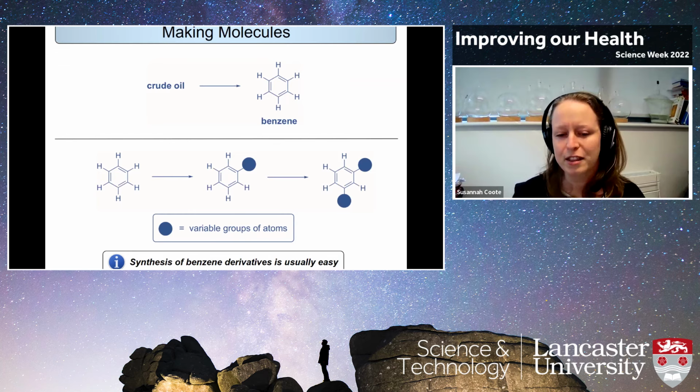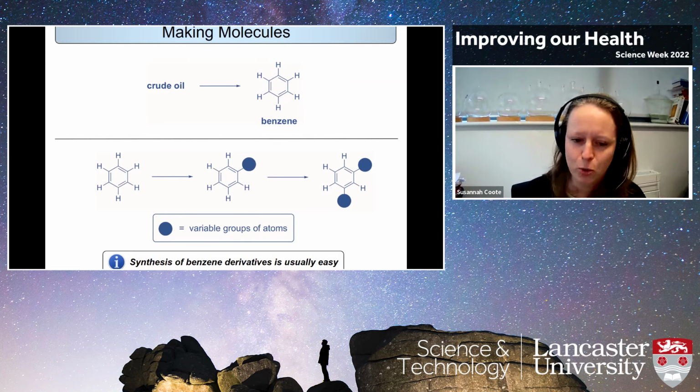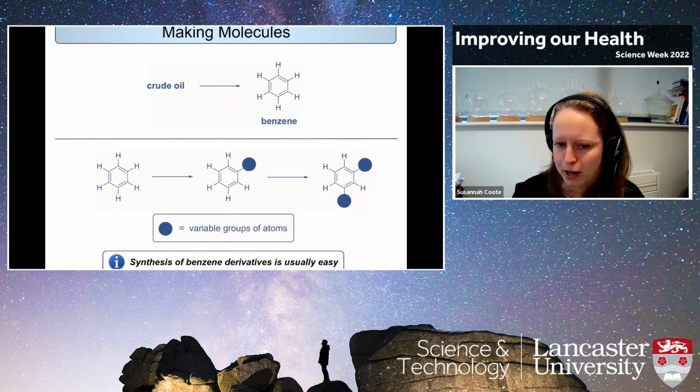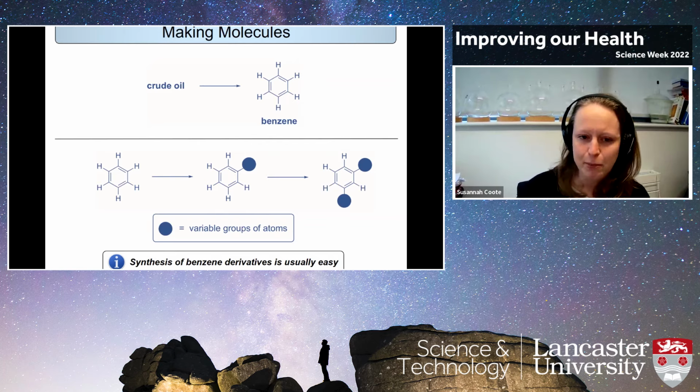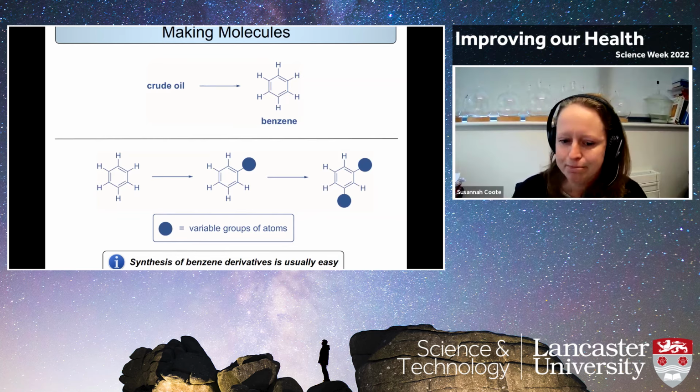And so it's actually these atoms in the variable groups that are normally the more active parts of a molecule. So we can add these groups on using various different methods, but I think the key point is that making these benzene-containing molecules is very easy.